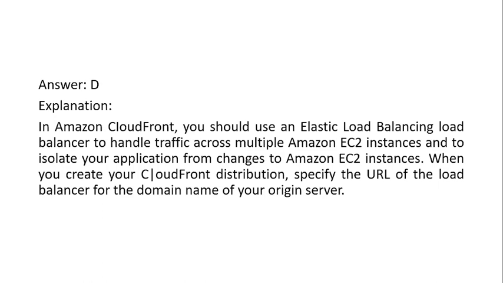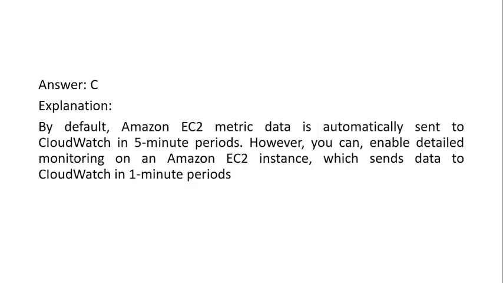16th. What is the time period with which metric data is sent to CloudWatch when detailed monitoring is enabled on the Amazon EC2 instance? It's 15 minutes, 5 minutes, 1 minute, or 45 seconds. Answer is C. By default, Amazon EC2 metrics data is automatically sent to CloudWatch in a 5-minute period. However, you can enable detailed monitoring on an Amazon EC2 instance, which sends data to CloudWatch in a 1-minute period.